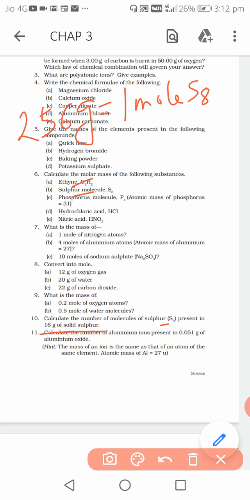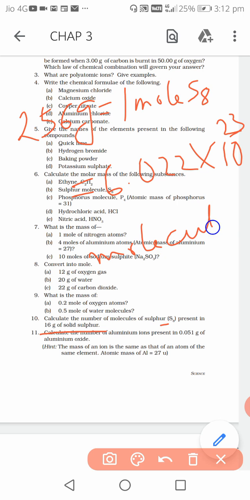Number. 1 mole means it is Avogadro's number, means 6.022 into 10 to the power 23 molecules. This will be the first line. 256 gram equal to 1 mole, which is equal to this many molecules. How much gram is given? 16 gram. So unitary method, 256 gram equal to this many. So 16 gram will be how much?